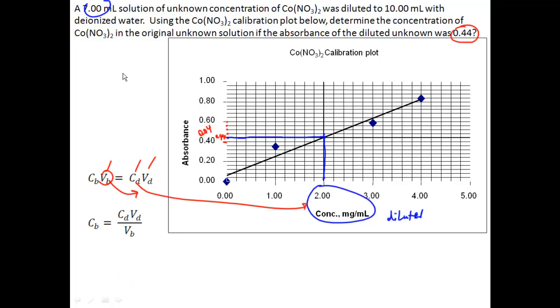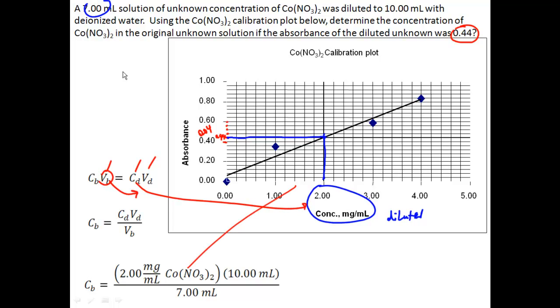So then concentration of your bulk equals your concentration of your diluted times your volume of your diluted divided by your volume of your bulk. Plug in those values. You got 2.00 milligrams per milliliter of your cobalt nitrate, which came from the graph. Remember that came from the graph. We said in our problem that we diluted it to 10 milliliters. That's my total volume.